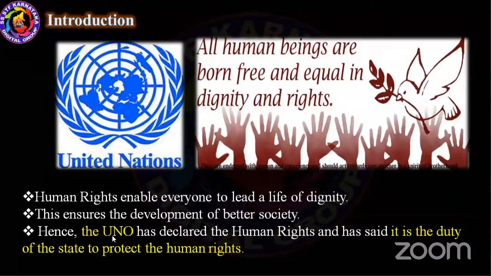Hence, the UNO. What is the expanded form of UNO? United Nations Organization. This is the universal body which helps us to protect human rights, which is trying to protect and effectively implement these human rights in the entire world.